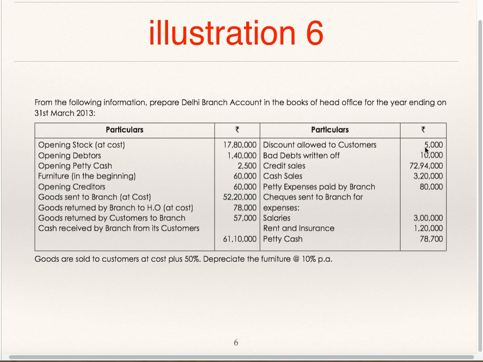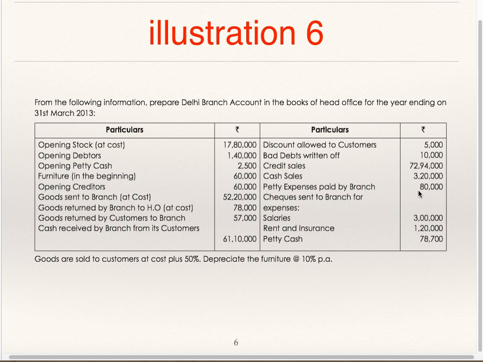Discount allowed to customers is to be credited to the memorandum branch debtors account. Bad debts written off will be credited to the memorandum branch debtors account, but will not appear in the branch account. Credit sales will not appear in the branch account. They will be debited to the memorandum branch debtors account. Cash sales are credited in the branch account by bank. Below that, cash sales 3,20,000 and collection from debtors 61,10,000.